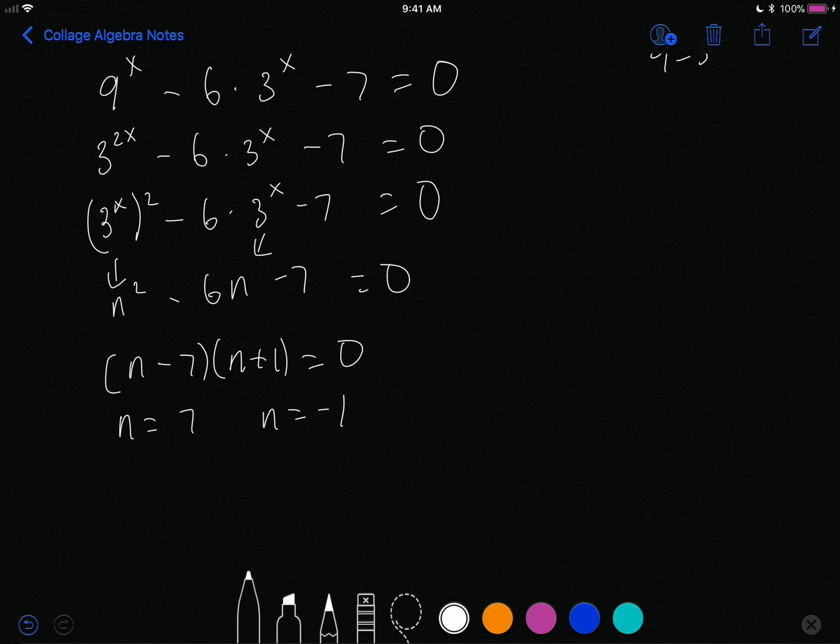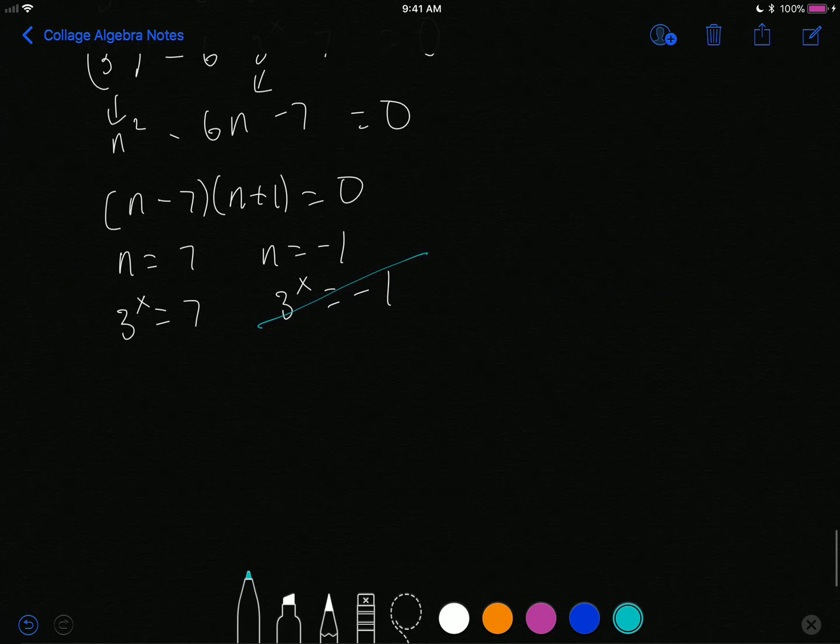But I know that really and truly n is 3 to the x. 3 to the x is equal to 7. 3 to the x is equal to negative 1. I can immediately strike this answer from the previous example. We know that this will not give us an answer, so I can just toss it. And on the other side, I take log base 3 on both sides. And so I get that x is equal to log base 3 of 7.